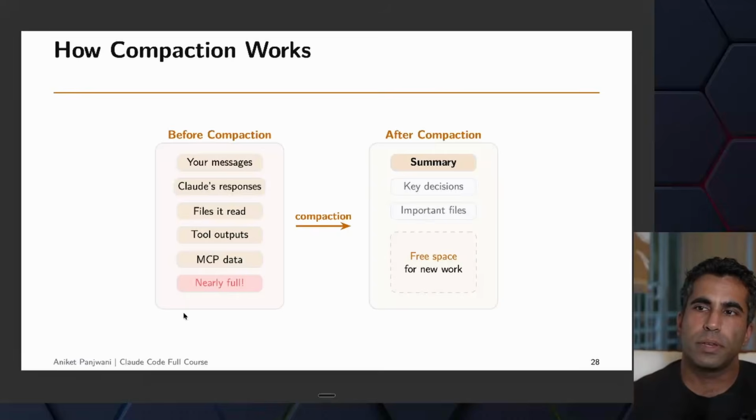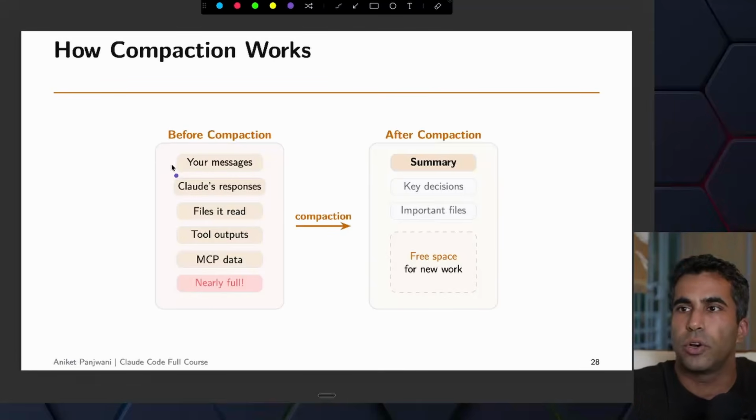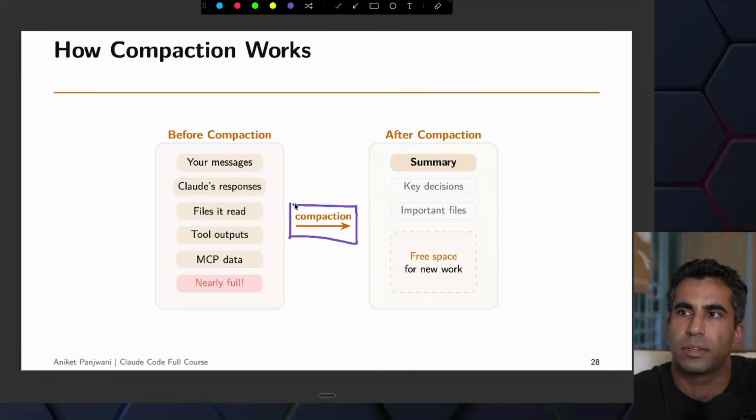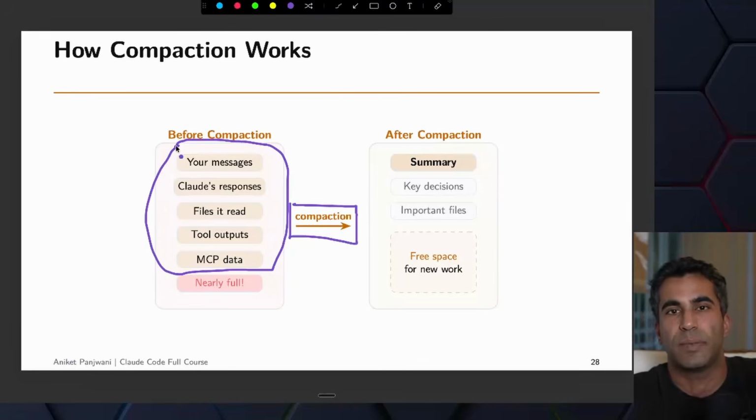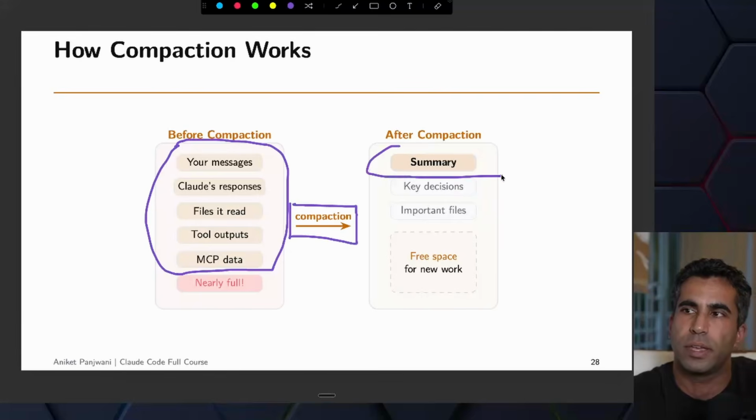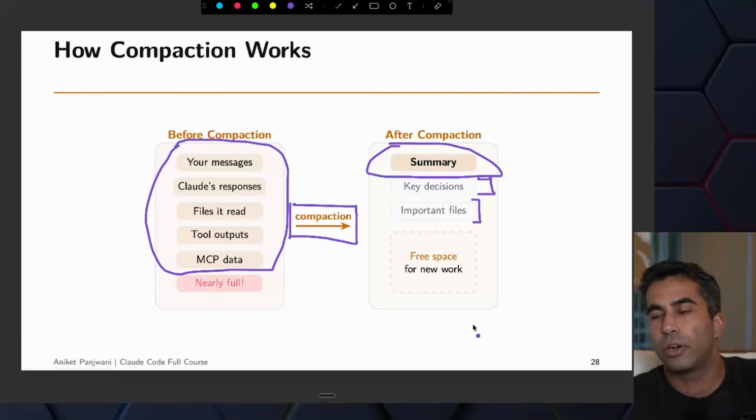Well, when you hit your limit in a Claude Code session, Claude Code is going to try to go through a process called compaction. It's going to take all this stuff that has completely filled up the maximum limit of what the session can have, and create a summary, along with some references to important files and key decisions that have been made in this process, and then let you start over again.